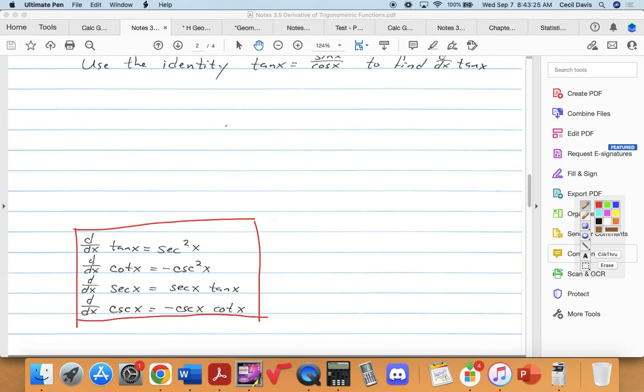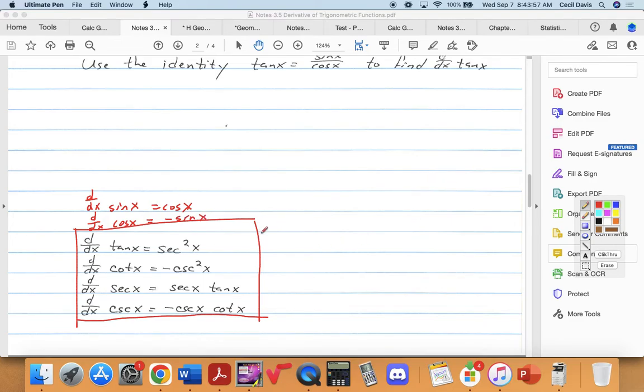I'm going to point out two things that I think may help you with the memorizing. First of all, notice the derivative of anything, if we add the other two that we did at the beginning, the derivative of sine of x is cosine of x, and the derivative of cosine of x is the opposite of sine of x.